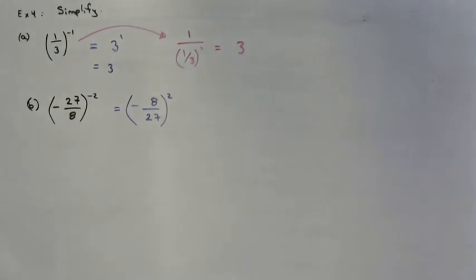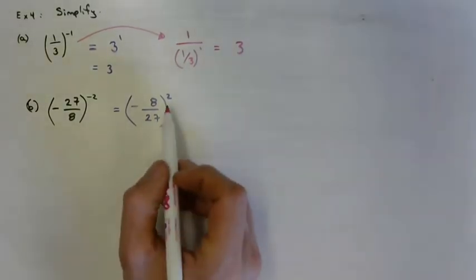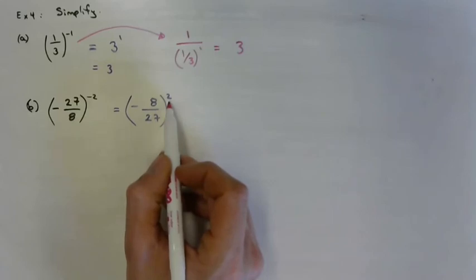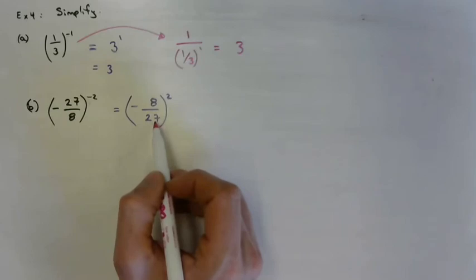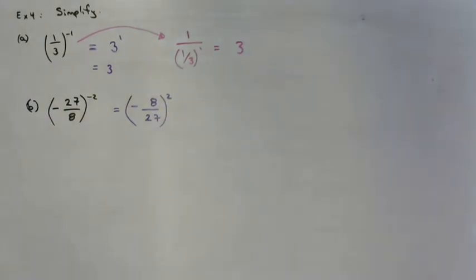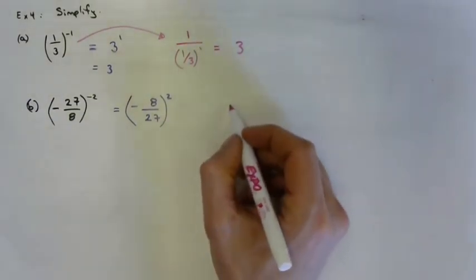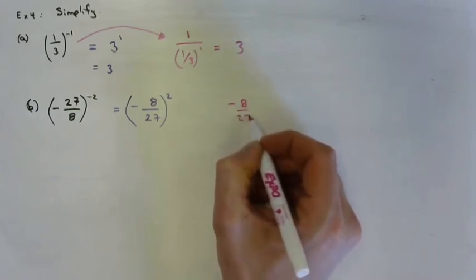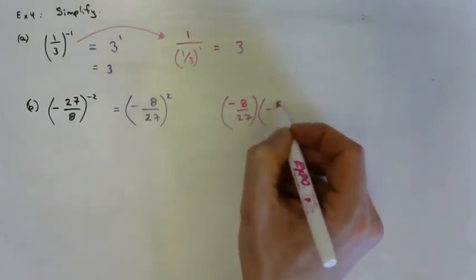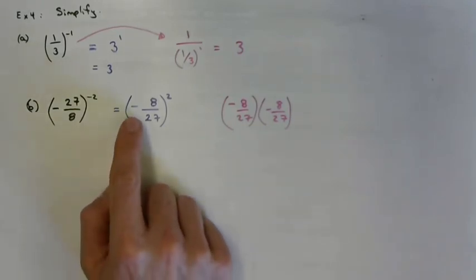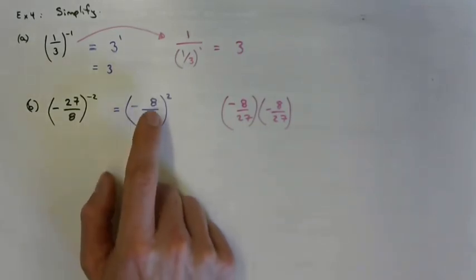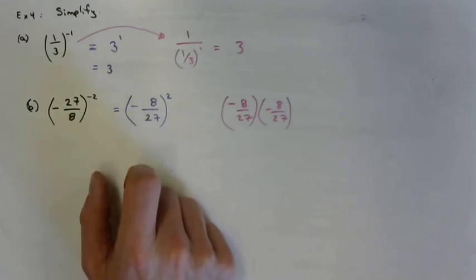Now what do we need to remember? Well, this to the power of positive 2 applies to the 8 and to the 27. Okay? I could rewrite that off to the side. This is negative 8 over 27 times negative 8 over 27. Okay? Question. The negative sign. I left it out front. What does the negative sign apply to? The 8 or the 27? Or both?